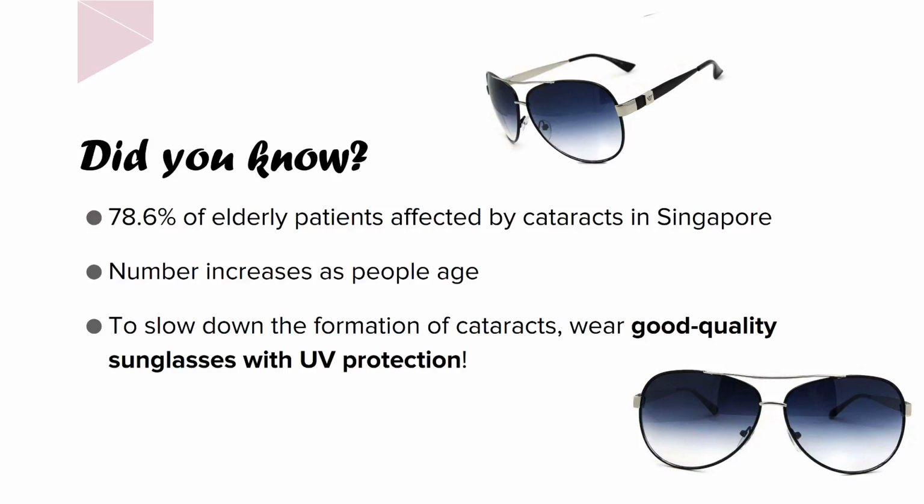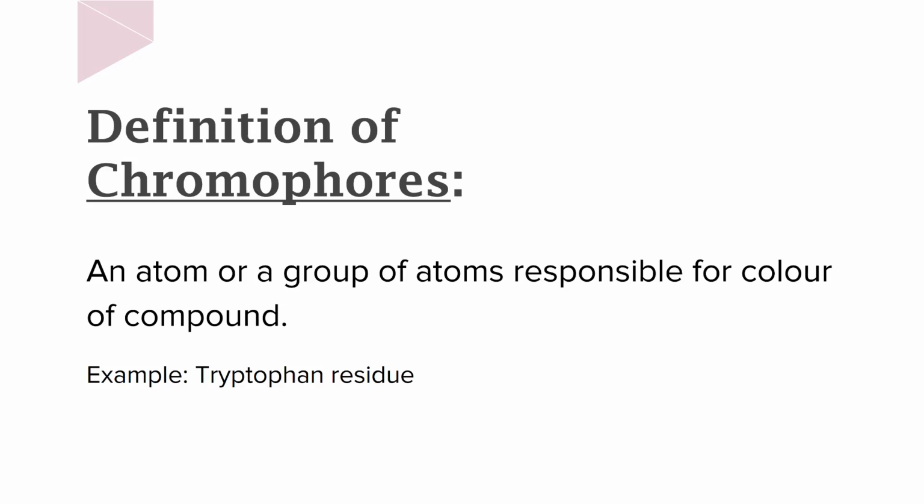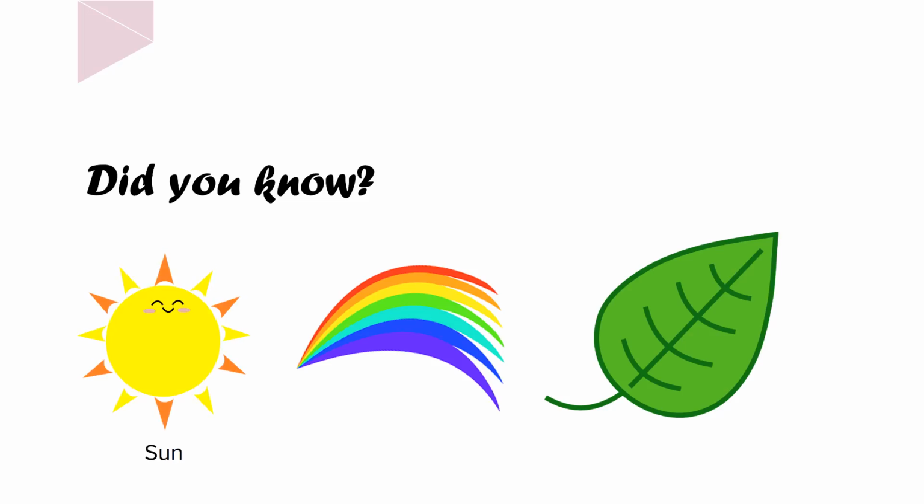A large variety of photoreactions occurs in proteins when light is absorbed by a specific protein chromophore. A chromophore is defined as an atom or group of atoms responsible for the color of a compound. An example of a chromophore is a tryptophan residue. Did you know the function of a chromophore can be explained with the example of a leaf? When the visible light energy from the sun reaches the leaf, the chromophores in the leaf reflect the wavelengths of the green region. That's why the leaf appears green.